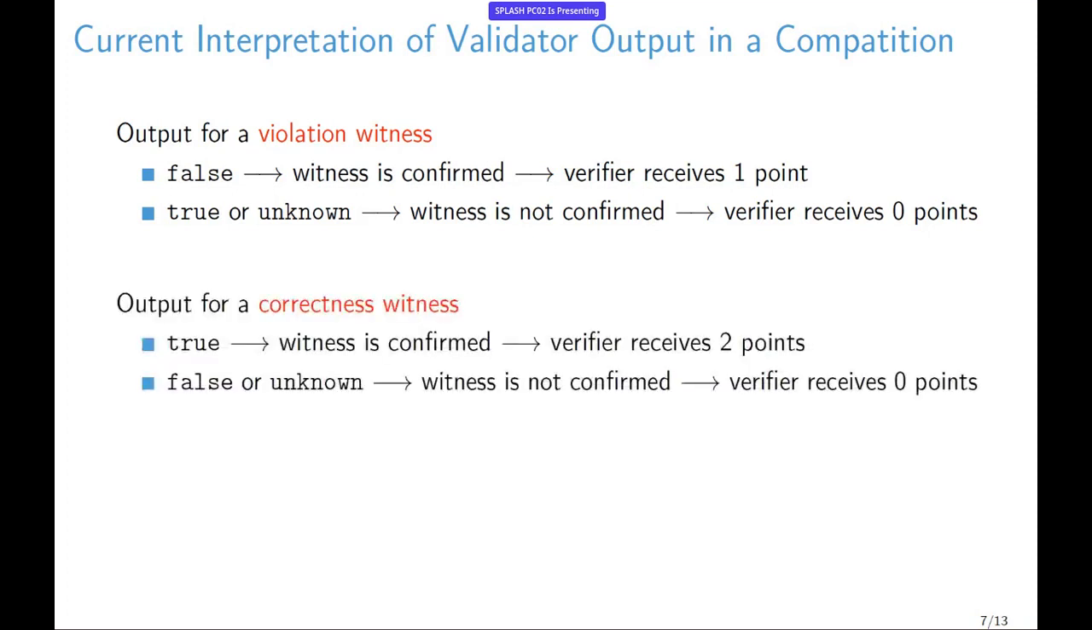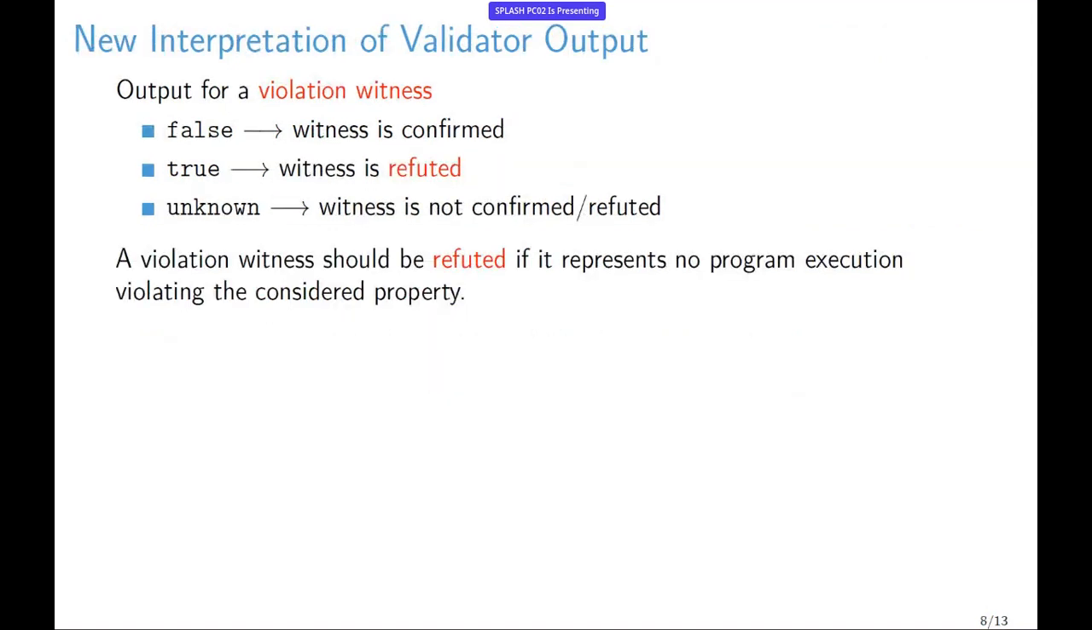Similarly, for the correctness witnesses, if the validator gives the output true, meaning there is no bug in the program found using the invariants from the witness, then the witness is said to be confirmed, and the verifier receives 2 points in the scoring schema. And if the validator says false or unknown, then the witness is not confirmed, and the verifier gets 0 points. So far, what we want to have is that the validators are also used to refute a witness. And we would like to suggest to use this new interpretation of validator output.